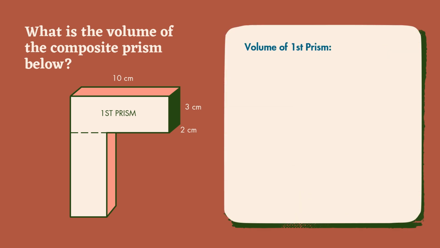Then, let's find the first volume. We're going to use the formula length times width times height. So, we have 10 centimeters times 2 centimeters times 3 centimeters, which is equal to 60 cubic centimeters.